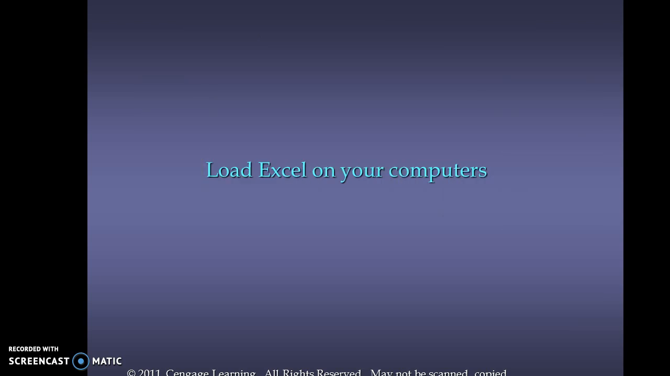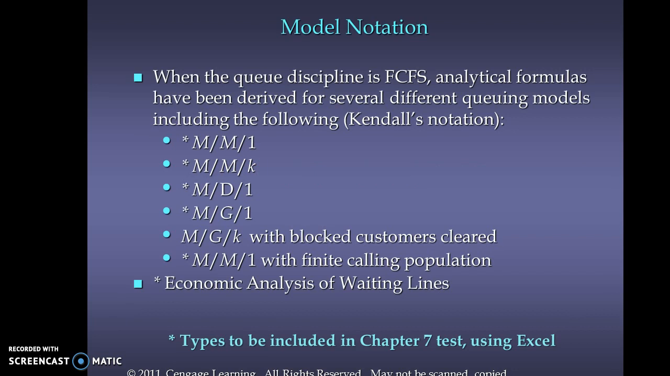If you're going to follow along, I encourage you to get Excel on your computers as well. These are the types of models that we're going to study with first come, first serve. Using Kendall's notation, we're going to study MM1 models, MMK, MD1, MG1, and MM1 with finite calling population, which we call an MMF, as in Frank. We're also going to study economic analysis of waiting lines, and some part of all of these are going to be part of the Chapter 7 test.